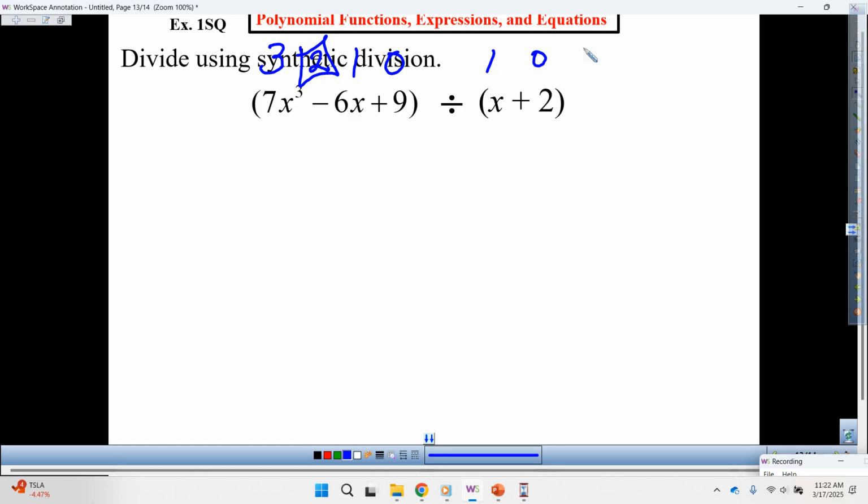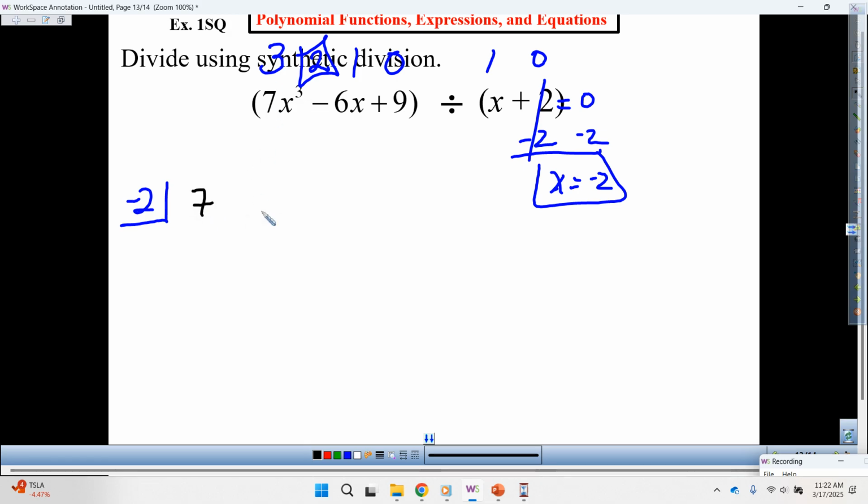Mario, what do I do next? Set equal to 0 and minus 2, yes. X equals negative 2. So that's our divisor. All right. Pass on one so they can give me the next numbers. Joseph, tell me what you write. 7, 0, negative 6, and 9. That is correct. Let's go, Joseph. Bring down the 7. All right, pass on one so they can help me with a computation.